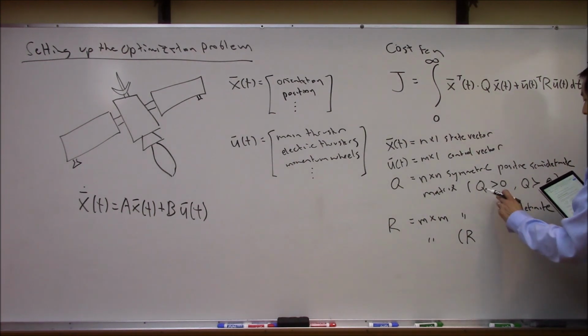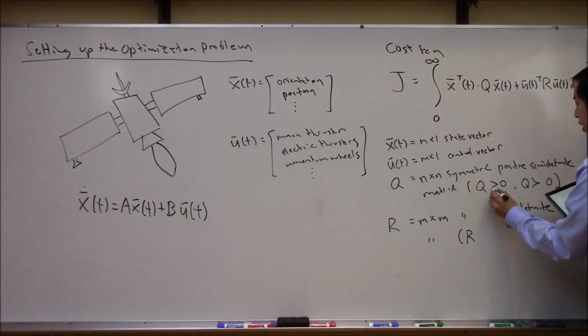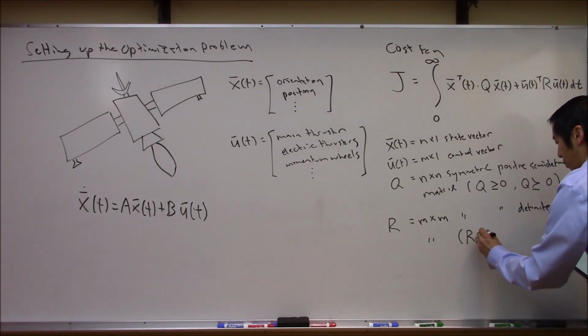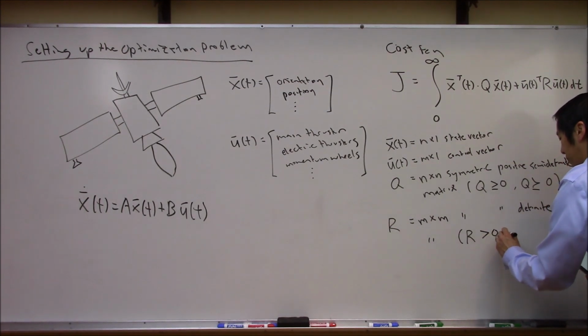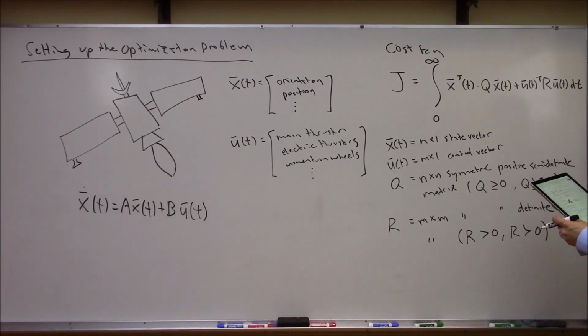Oh wait, I'm sorry, let me come back to the Q here. Positive semi-definite means greater than or equal to. Sometimes it's written like this, to contrast it with positive definite, which means that, well, we'll get to that in a second. Again, you might see this written as something strictly greater than, or again, this scripty greater than symbol.